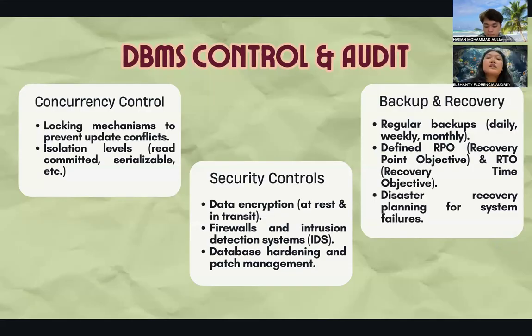So next one, we still talk about the DBMS control and audit. Next one is concurrency control. That means working mechanism to prevent update conflict. And then the last one is isolation level, like read committed and serializable, etc.